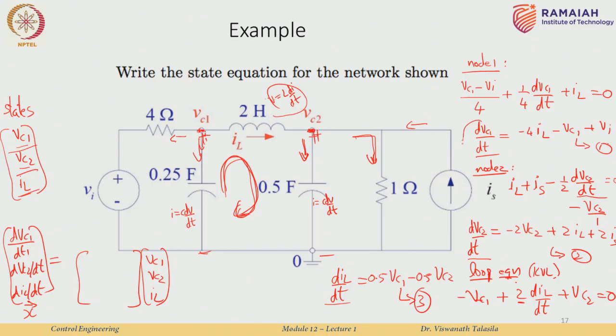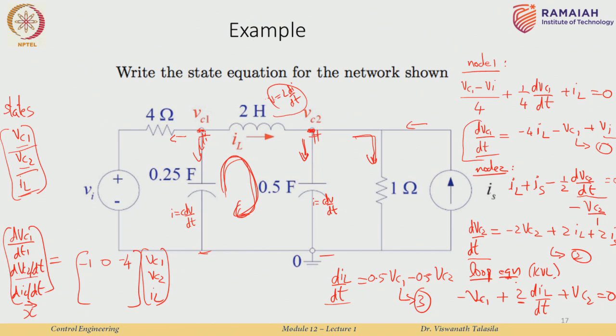So, let us look at equation number 1. On the right hand side we just plug in the terms which we have computed. So, it is minus 4 IL, so I get a minus 4, and a minus Vc1, so minus 1. Vc2 is not there, so it is 0. We will see what to do about the Vi a little bit later.